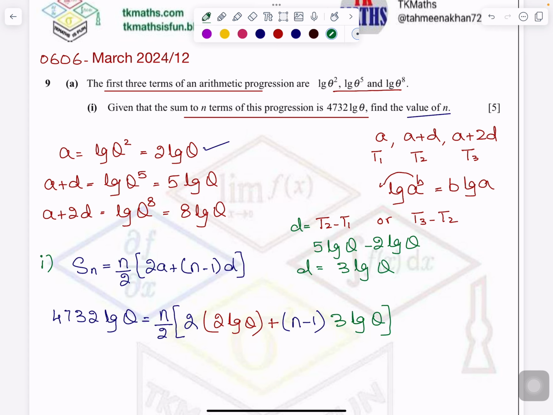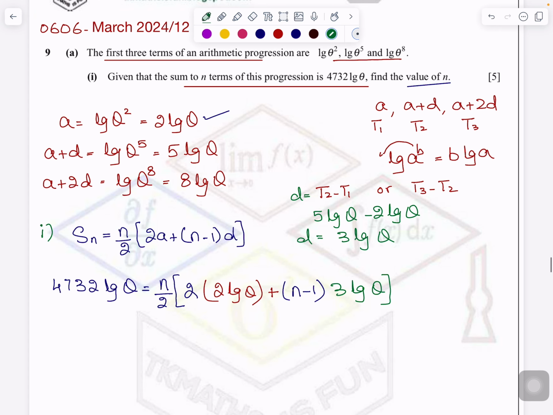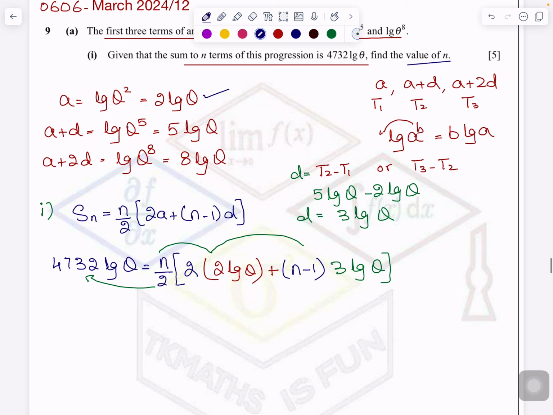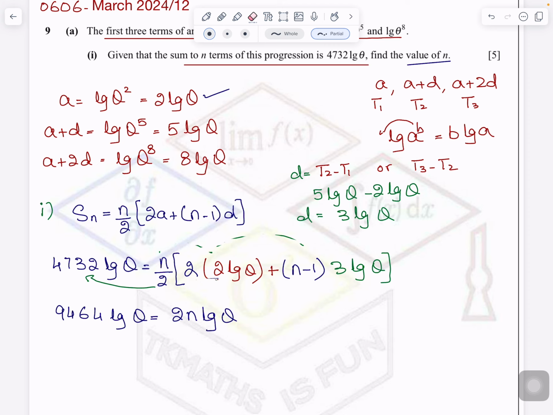After that, simple algebraic manipulation. I will multiply 2 by this, and n I will multiply by this term and then by this term. Okay, so what is 4732 times 2? You can pick up the calculator. I'm also using a calculator here. 9464. 2 times 4732, right? Then 2 times 2 is 4, times n is 2n lg theta.